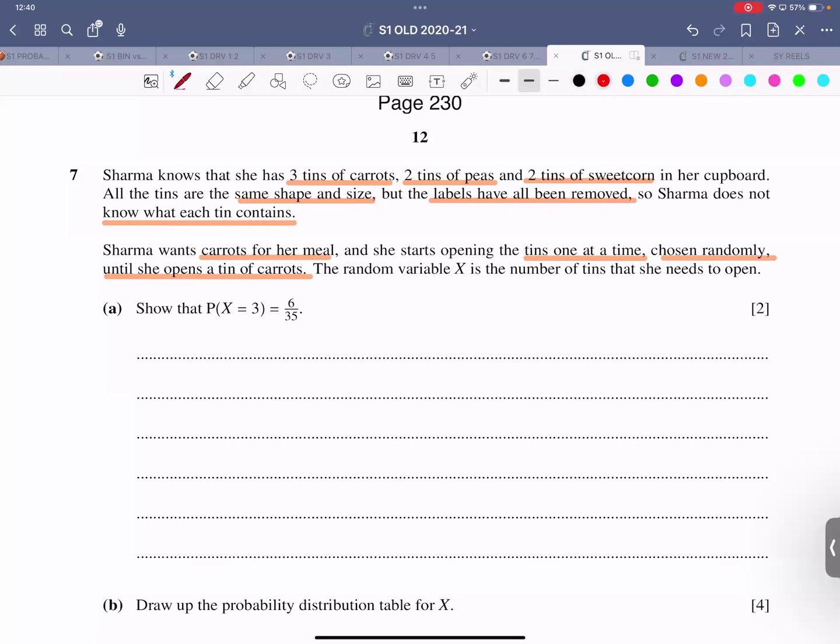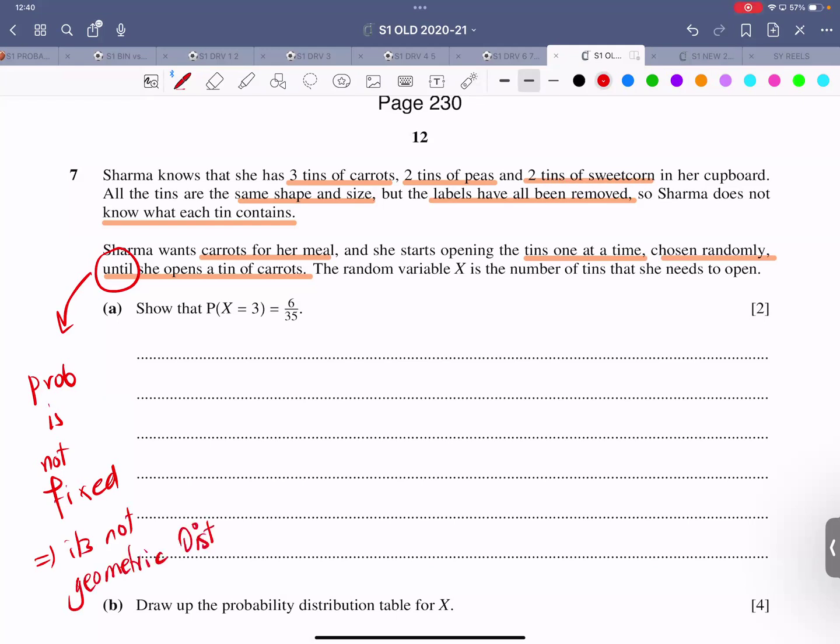Now let me pause over here. You see the word until over here. Will this make it geometric? Yes or no? No. The reason is the probability is not fixed. So therefore, it's not a geometric distribution. That condition has to be fulfilled. The probability is not fixed because this is without replacement.